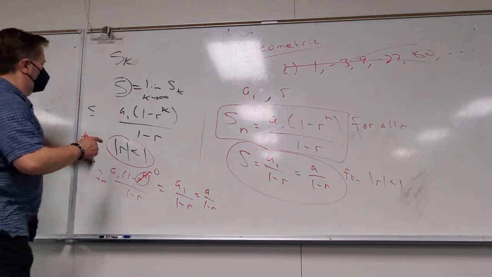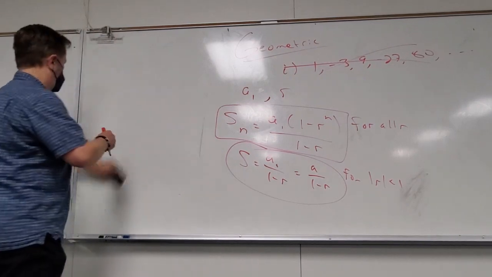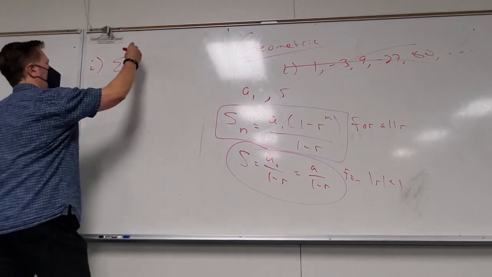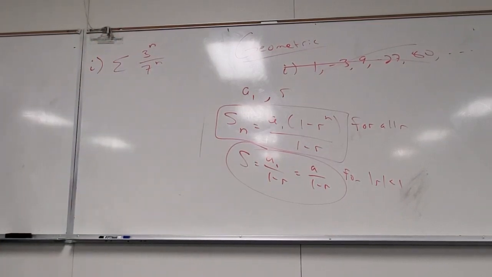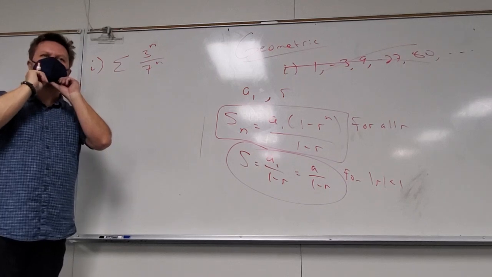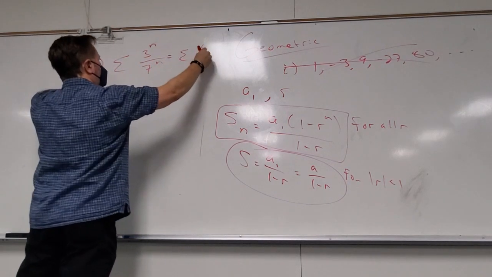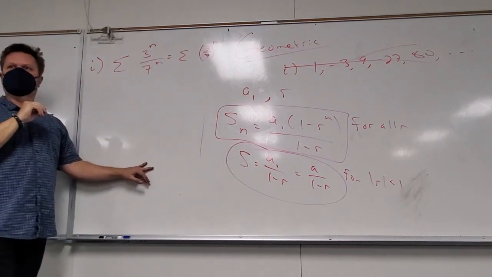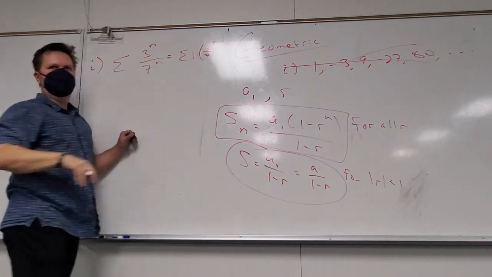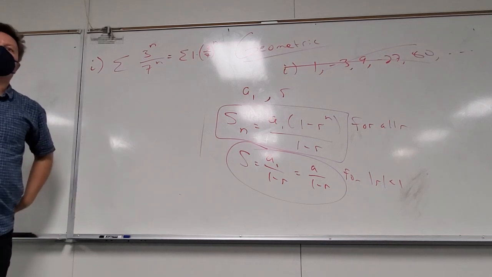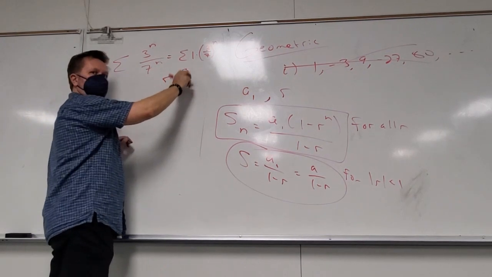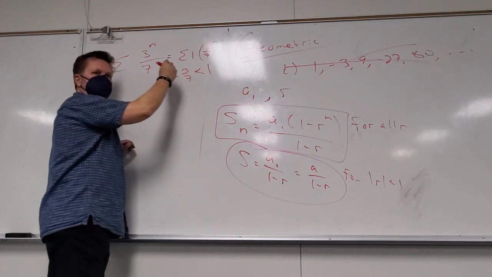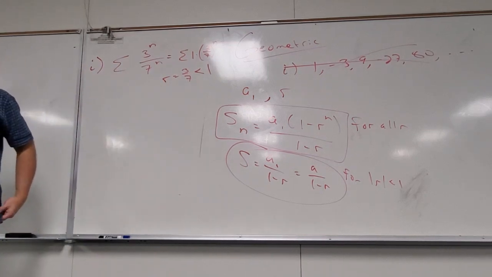So let me ask you this. Is this a geometric series? Can you rewrite this? And then what's the number in front? Isn't it just one? So is there an A1? Yes. Is there an R? What is R? What do you keep multiplying by? 3/7. Does that do what it's supposed to do? It's less than 1. So does this converge? Not is it geometric, I'm sorry. Does it converge? Yeah. Converges.